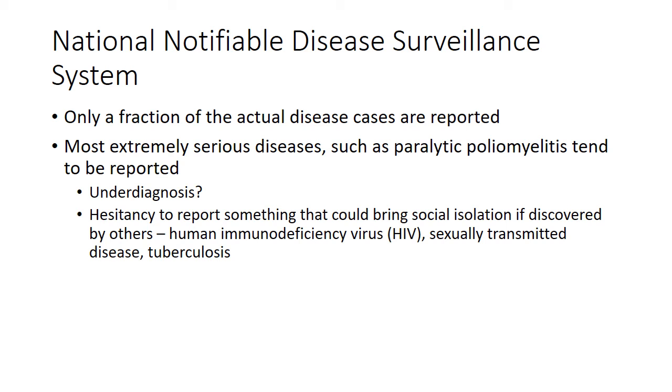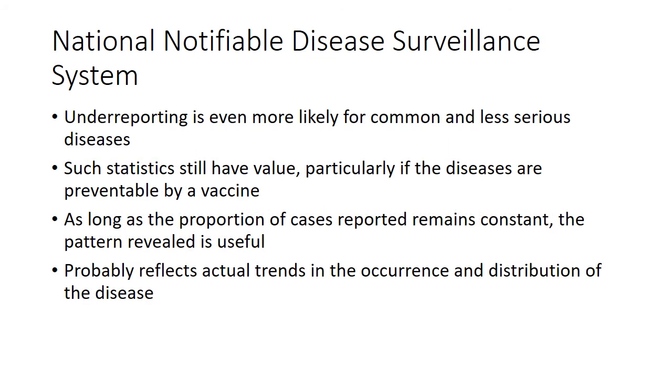And then also there's some hesitancy with reporting certain types of infectious diseases. For one thing, HIV, you may feel less likely to report that due to things like social isolation, and in the same vein, STDs, tuberculosis, whatnot. So again, typically you find these diseases are underreported unless they are particularly severe or particularly rare, in which case you're much more likely to end up reporting that. As I mentioned, the more common a disease is and the less serious it is, the more likely you are to see underreporting of it.